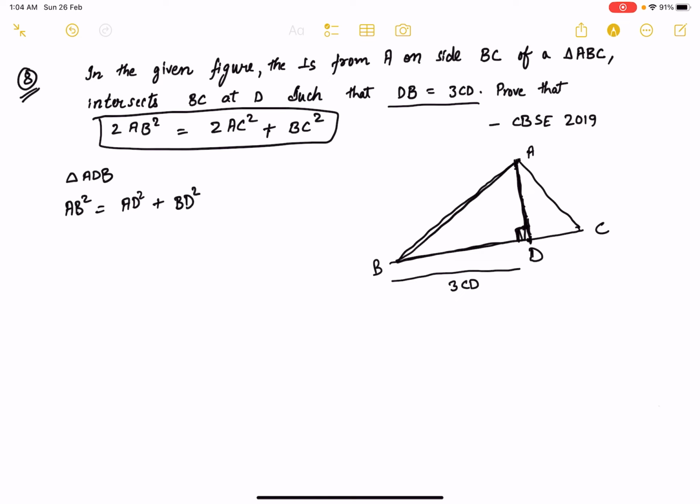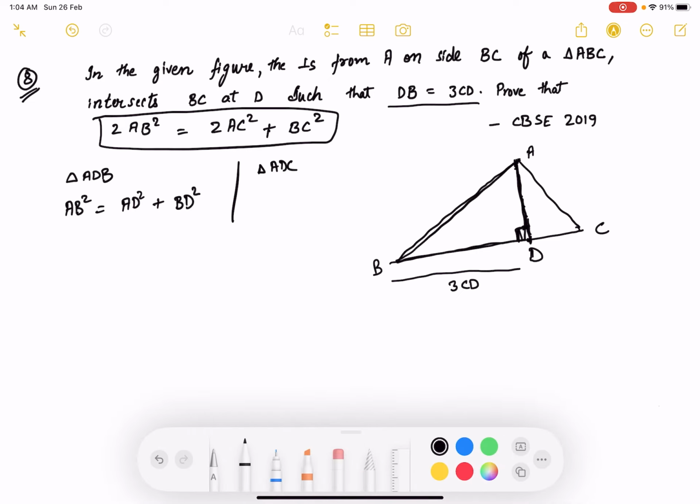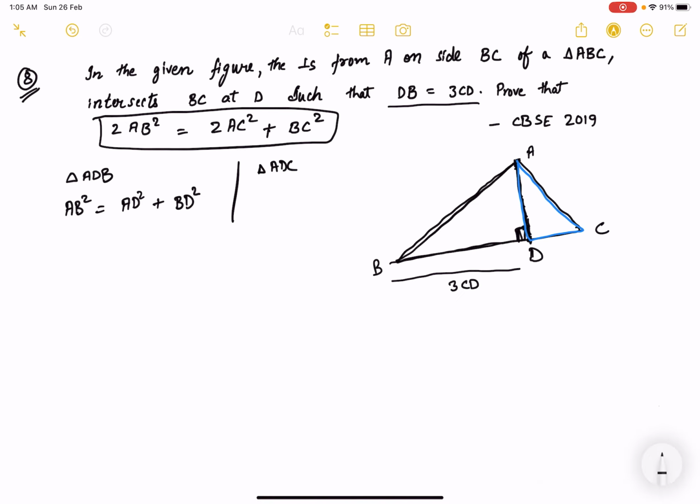Okay, by Pythagoras theorem. Again, in triangle ADC, this smaller triangle, applying Pythagoras theorem, we have AC square is equal to AD square plus DC square.